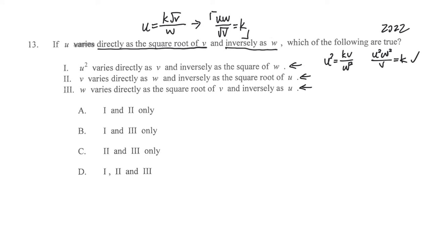Then we look at number two the same way. For number two, v equals k directly as w and inversely as the square root of u. And this gives us u squared v squared u over w, and that equals k. Now if you look at this one, the u and the w are side by side in our question, and in this case they are on opposite sides, it's just like division. So therefore this number two can never be correct. Number two is the wrong constant.